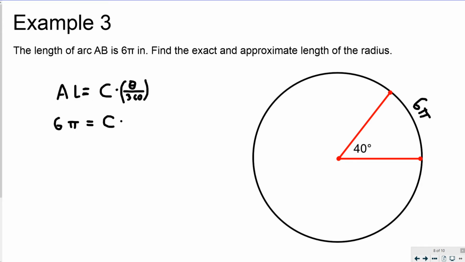But we do know, we're going to put C over 1 actually, so I'm going to erase that and put C over 1 because we're multiplying fractions. 40 over 360. So we can go ahead and multiply the two fractions out. So we get 6 pi equals 40C over 360.